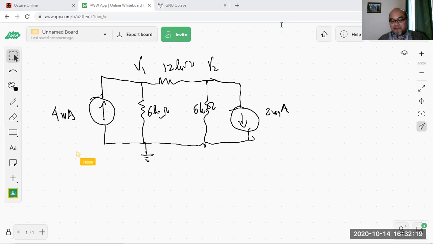Sir, so I write the equation first, right? Yes. Write down the KCL equations. There should be two equations with two unknowns in order that you can solve and calculate the two unknowns. You need two equations.